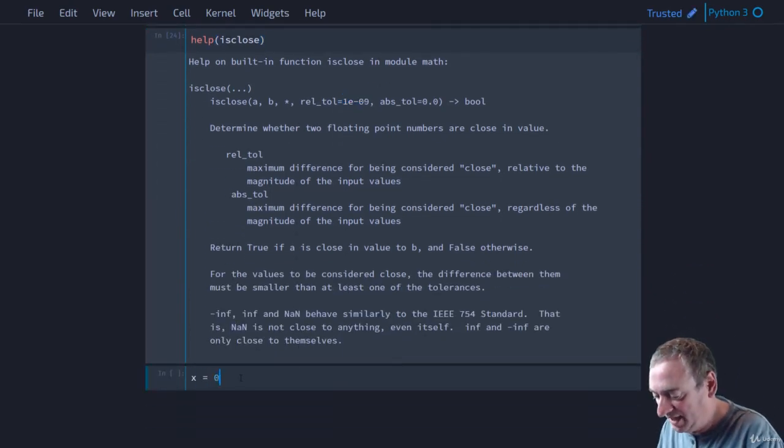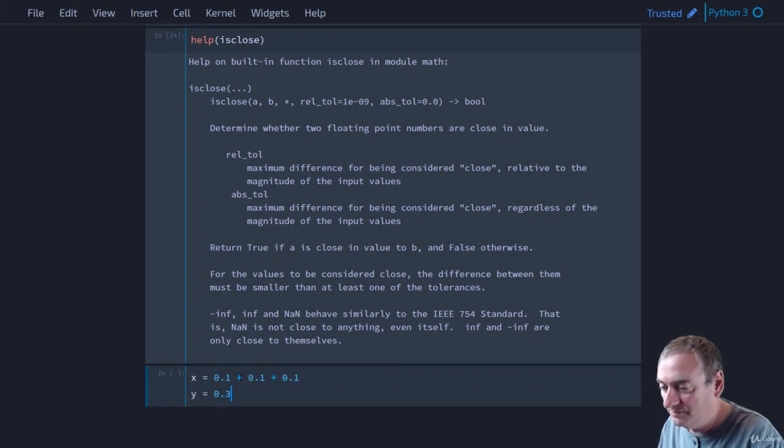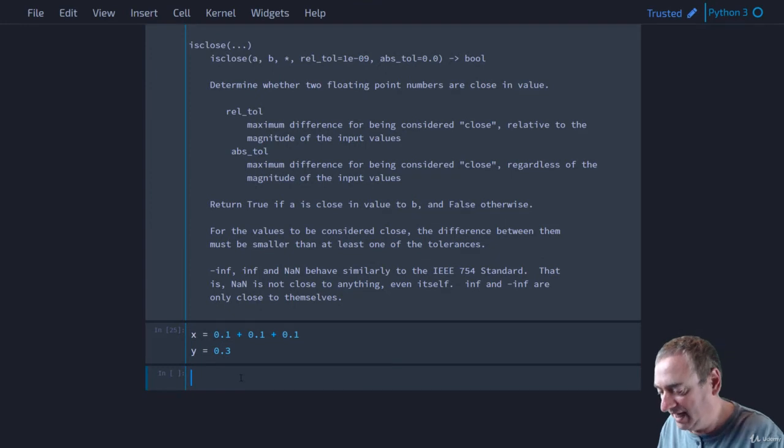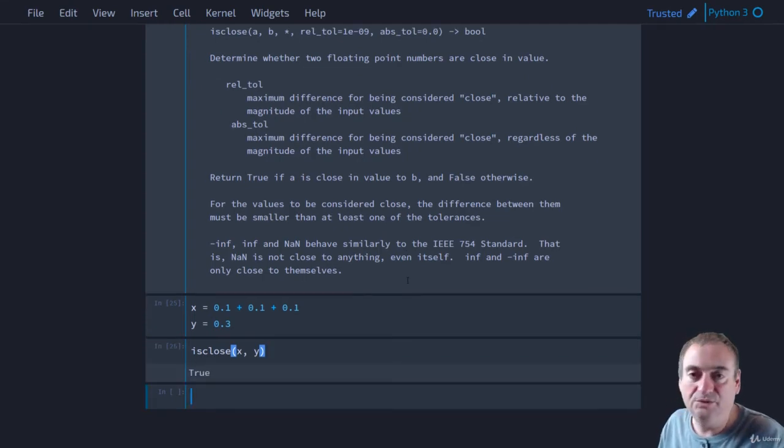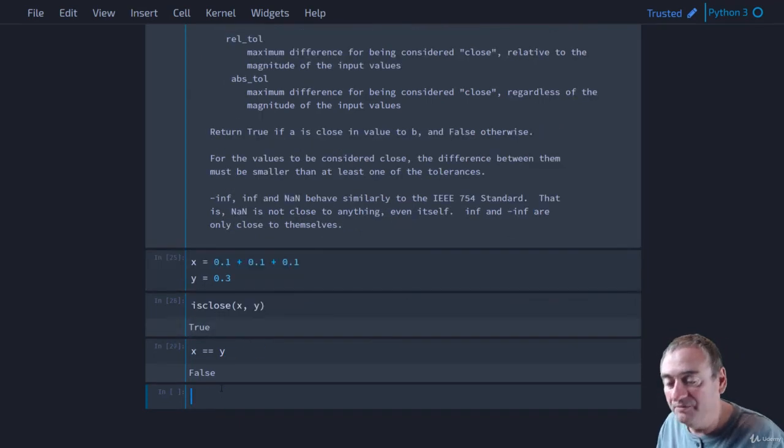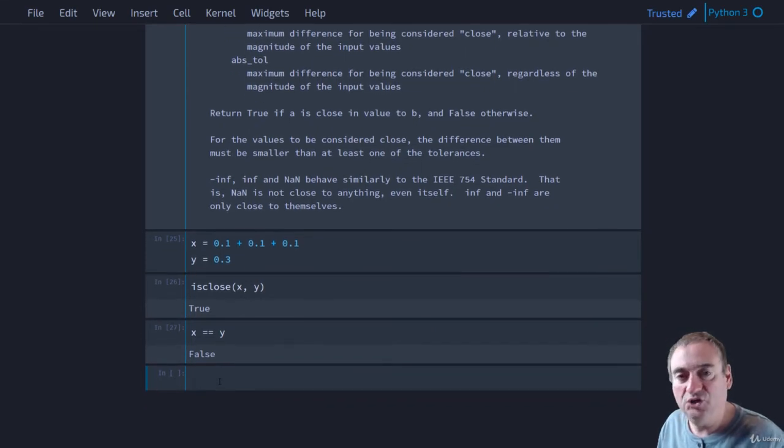So let's go back to our standard one, okay? So we'll look at that. And we're going to use the method as is. We're not going to specify the relative and absolute tolerances. And we're going to ask whether they're close. And the answer is true, okay? Whereas if we had done x equals y, obviously we get false, all right? So that's a very simplistic way of using the is-close method. You just use the defaults. It uses a relative tolerance, and it kind of works.